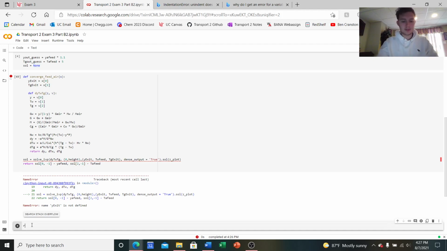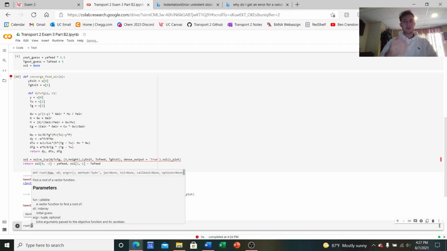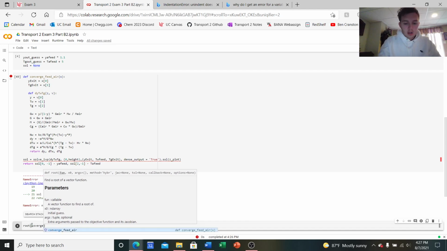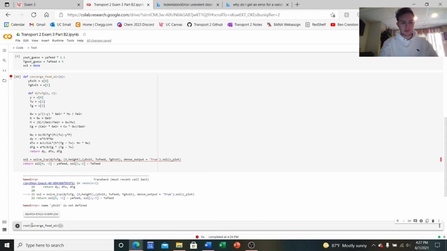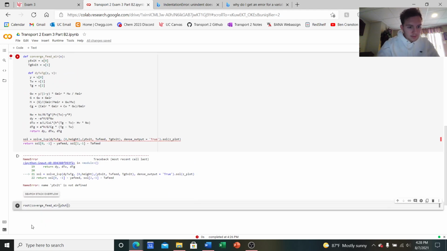I'm just going to go through and code the rest because I know how to do it. The next part that we're going to have to do is a root function of the formula that we just made up there, where the converge feed error is going to be used to solve that. What we're going to use as our variables is the y out guess that we used previously, and also the tg out guess as well.